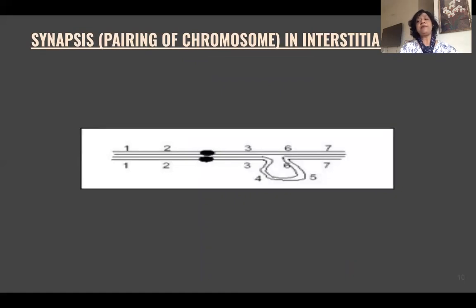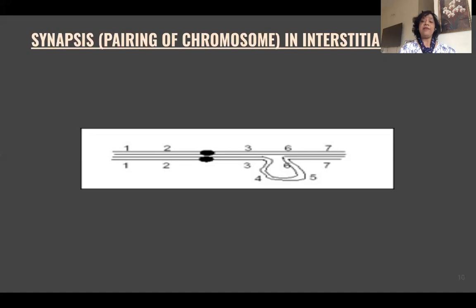Now what happens at the time of synapsis? What is synapsis? Students, all of you know synapsis, or pairing of chromosomes. It takes place, as all of you have studied, in prophase 1, in the subphases where we have studied leptotene, zygotene, and pachytene. So in pachytene, you know that exchange of chromosome segments takes place. So synapsis is an important phenomenon.